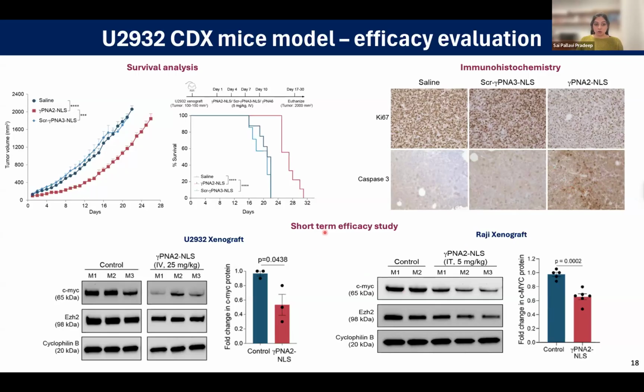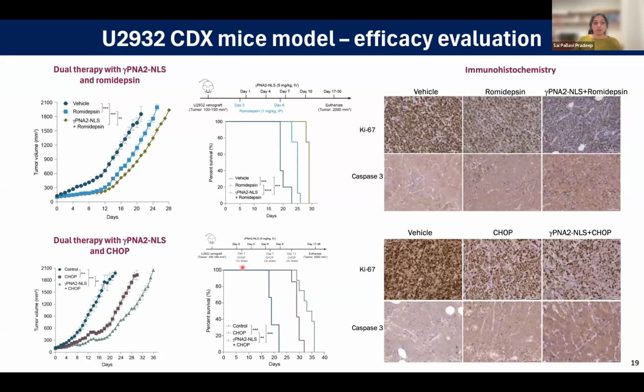We did a short-term efficacy study in both U2932 and RASI xenograft mice, where we treated the mice with a high dose of the PNA, sacrificed them after 48 hours, and then looked at the protein levels of c-Myc. And over here, we observed about 50 and 40% reduction in c-Myc in the xenograft mice.